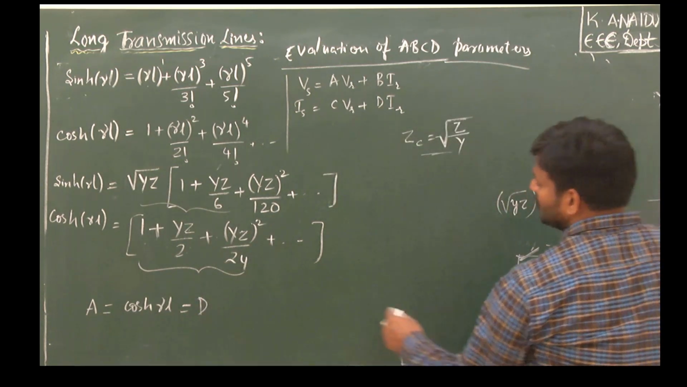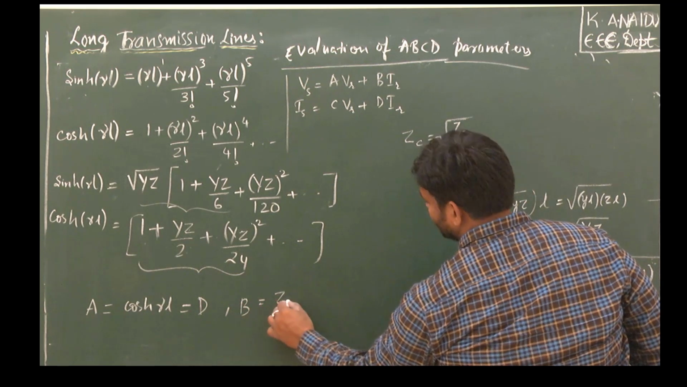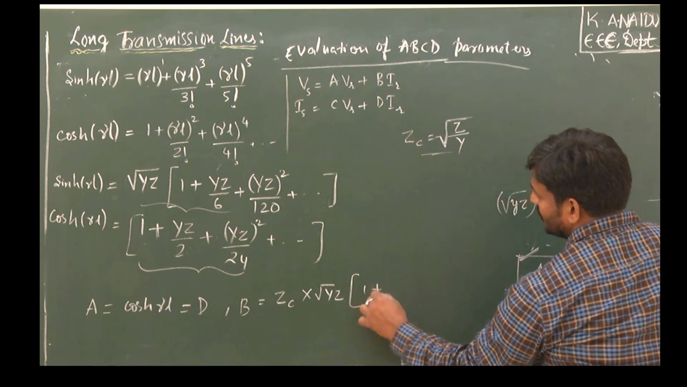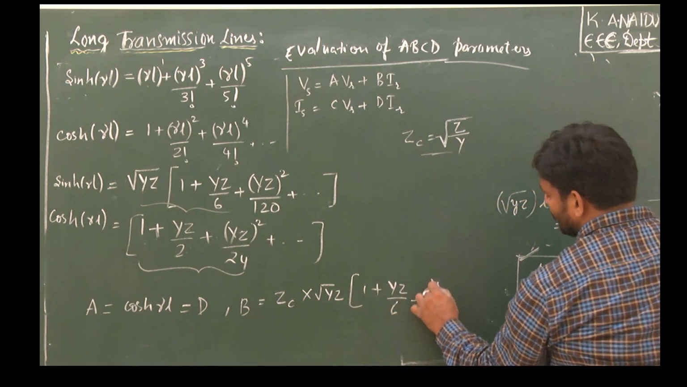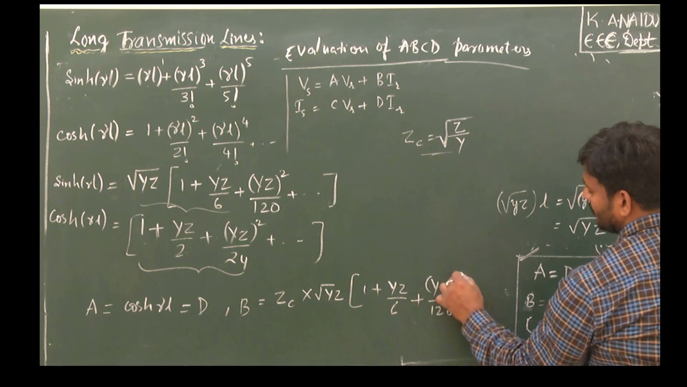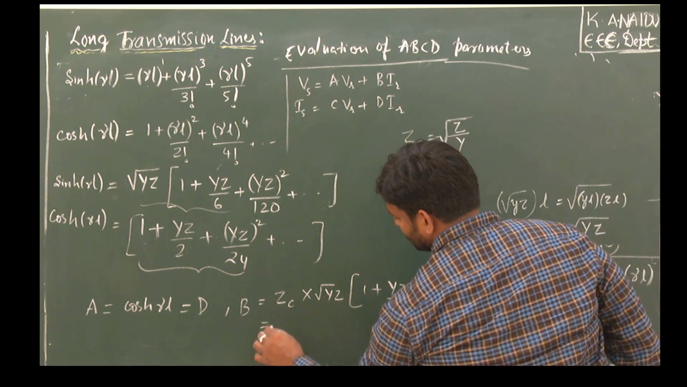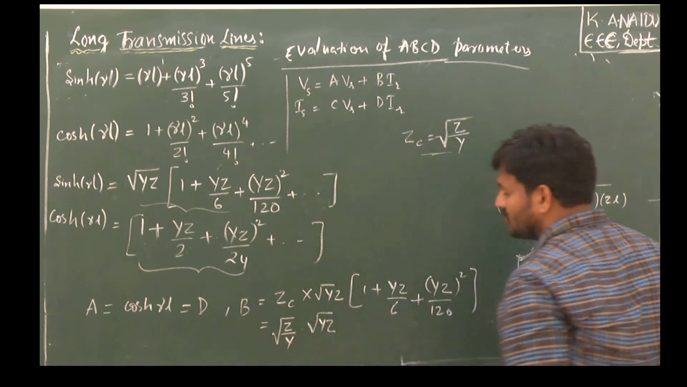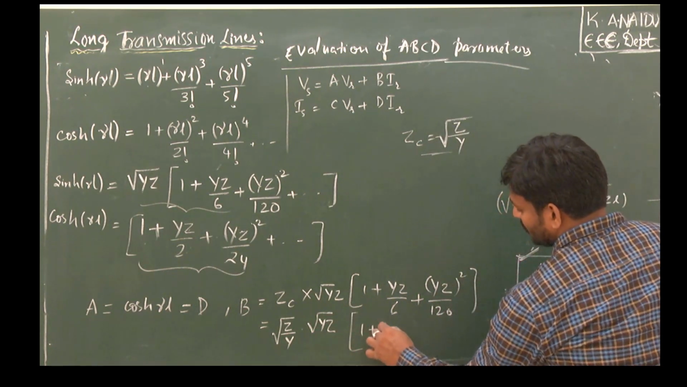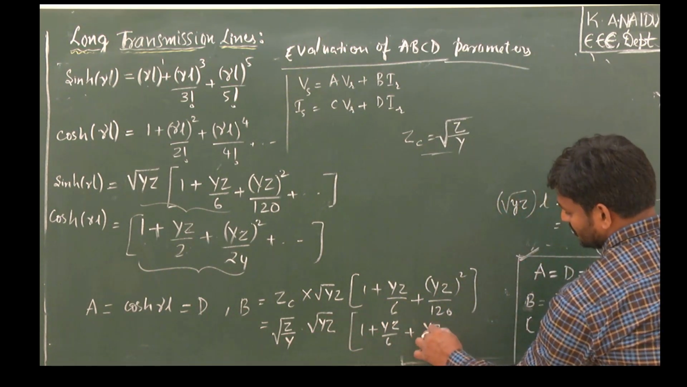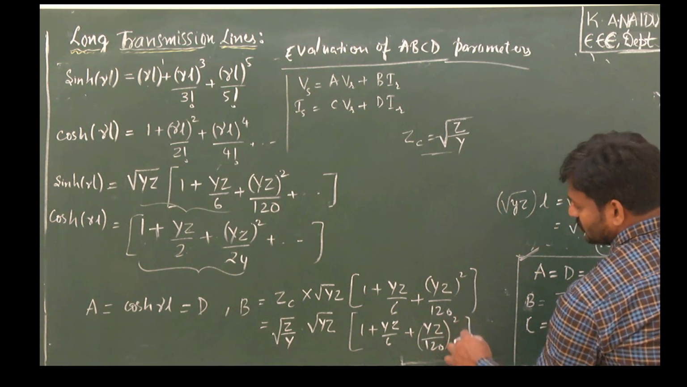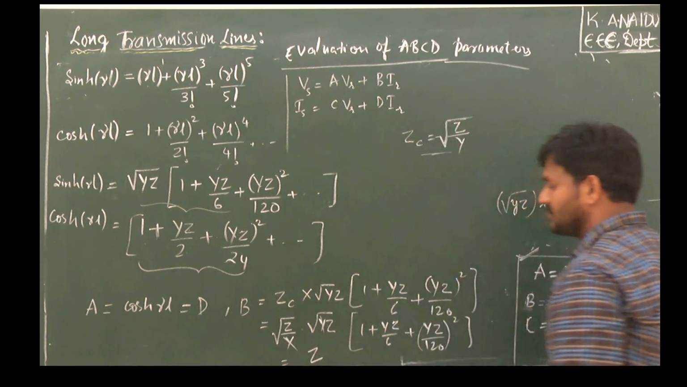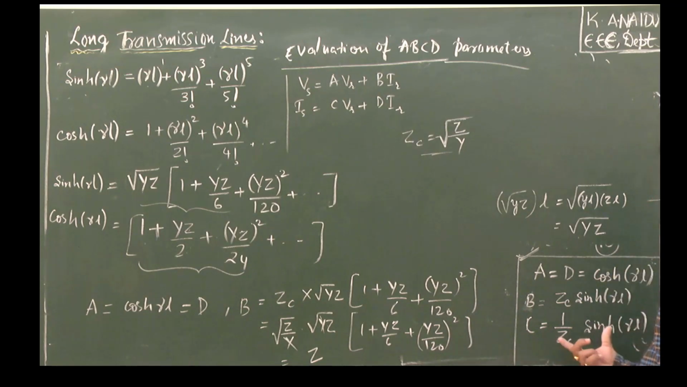Suppose you want B. What is B? B is equal to ZC into sinh of gamma L. What is sinh of gamma L? ZC into root yz into 1 plus yz by 6 plus yz by 120 whole square and so on like this. What is ZC? Square root of z by y into square root of yz, which is nothing but z into 1 plus yz by 6 plus yz by 120 whole square and so on. So this will cancel here, root y, root z into root z will give z into this. Similarly, you can calculate what is C.